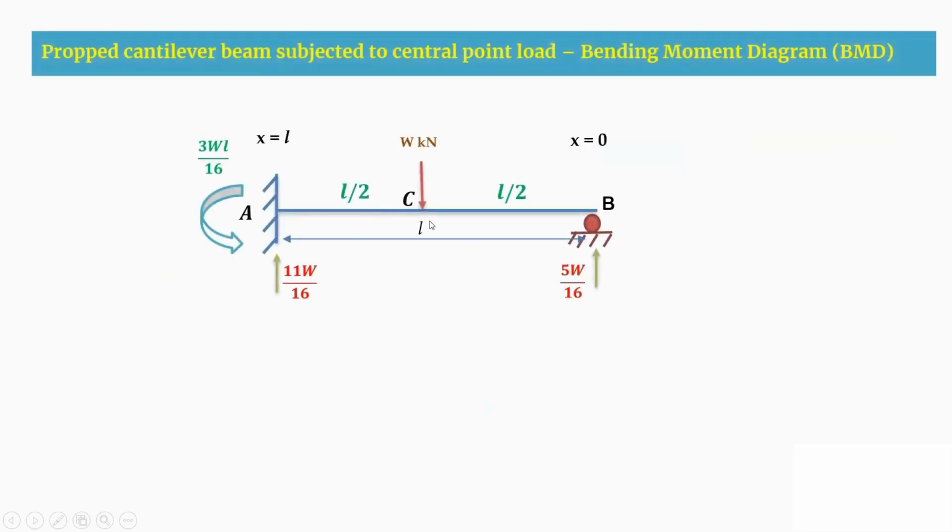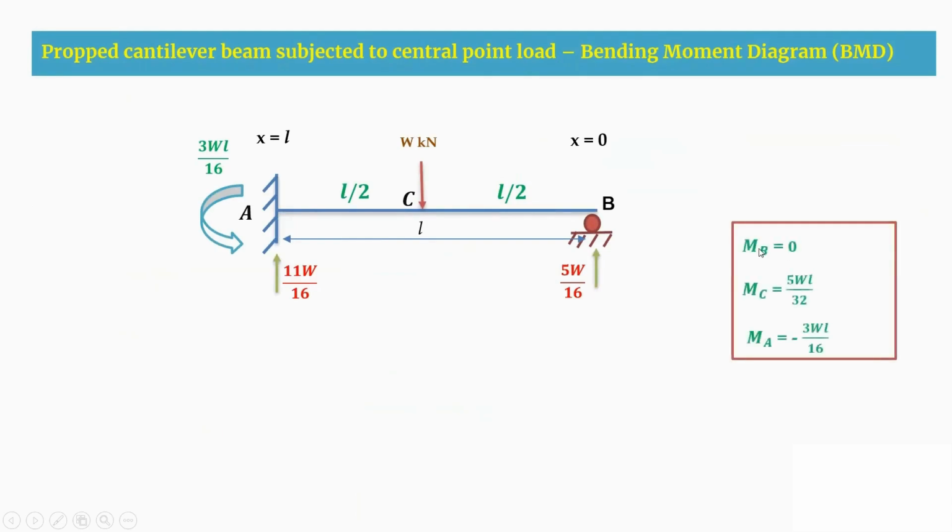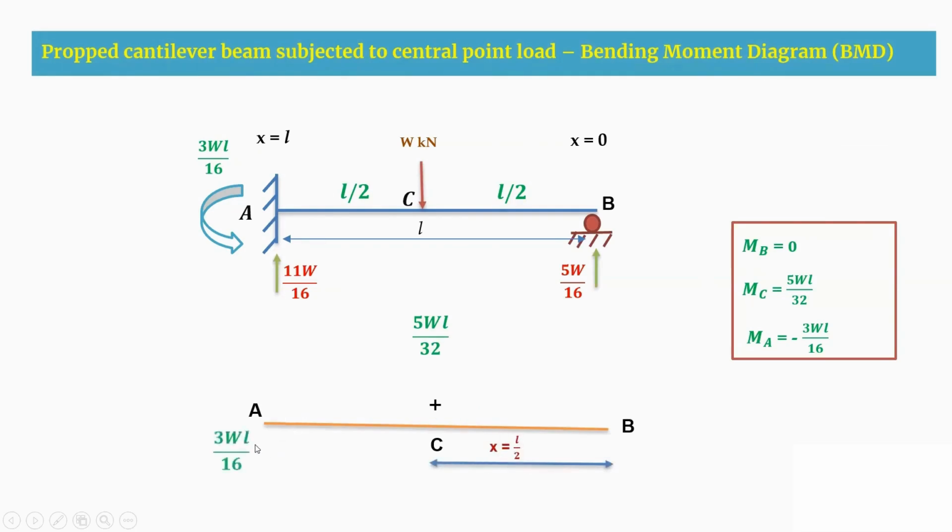So this is the picture that has been given, and these are the moments. At B, you get 0. At C, you get a positive moment. At A, you get a negative moment. While drawing, first I draw AB, and this is the C portion. At B, we have a 0 moment. At C, we have 5WL by 32, a positive moment, at a distance of L by 2. And again at A, you have a negative moment, that is 3WL by 16.